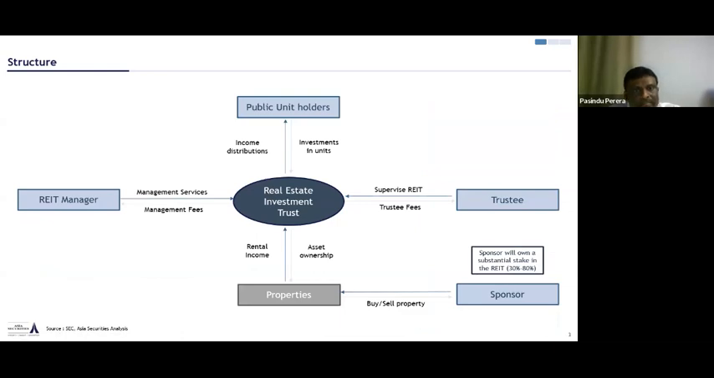So the trust is funded by public unit holders. Basically, when the REIT is formed, the REIT needs to issue shares in the stock market through an IPO. Then the public investors invest money into this REIT, and in turn they get shares or units. So the real estate investment trust will get that money in the IPO from the shareholders.